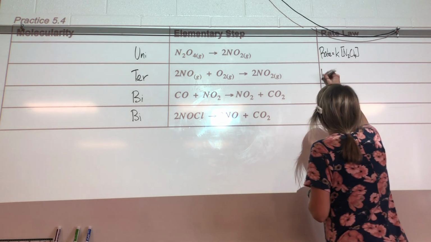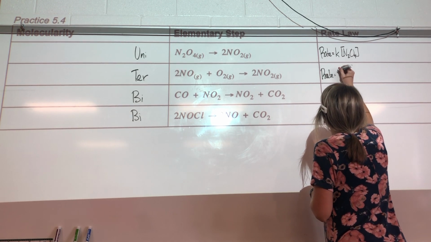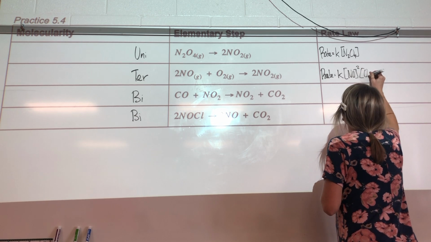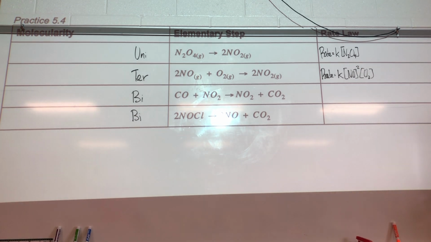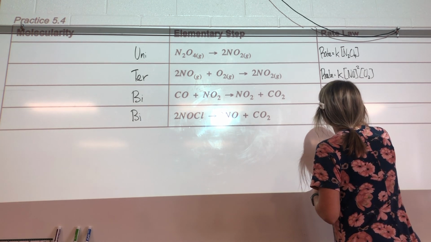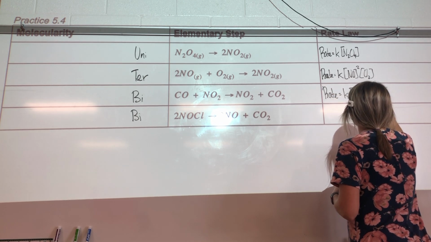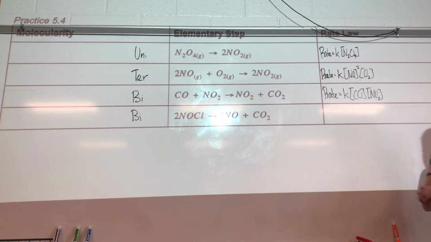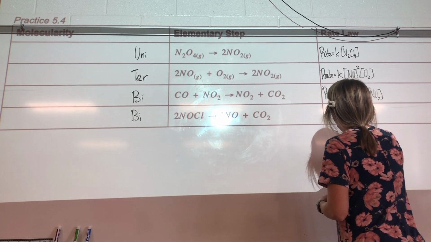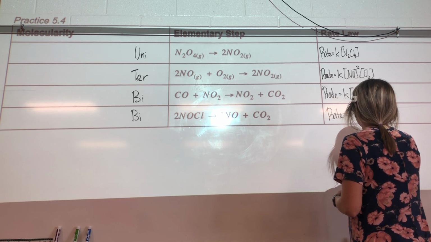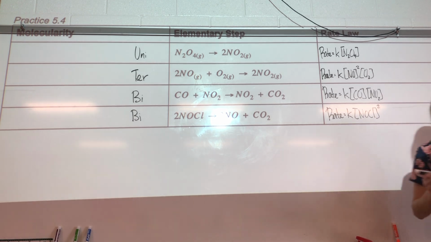Yeah. All right, this one you should have rate equals k, and then NO should be squared. And then O2. Next one, rate equals k, and then CO and NO2. And last one, you should have NOCl squared.